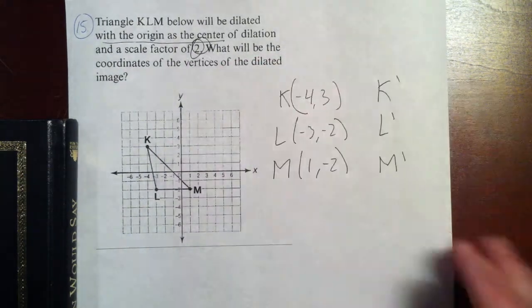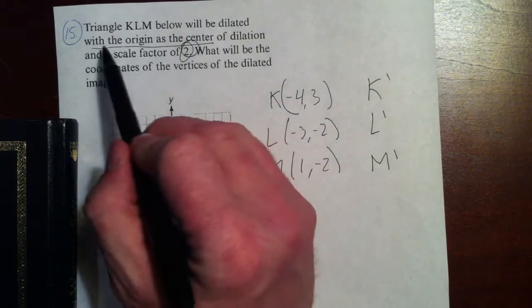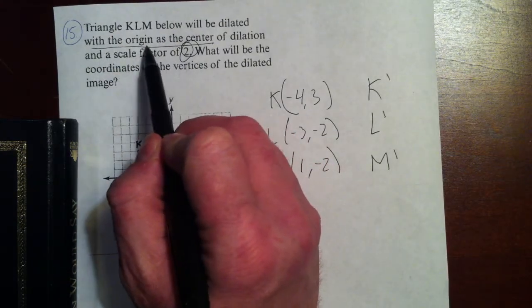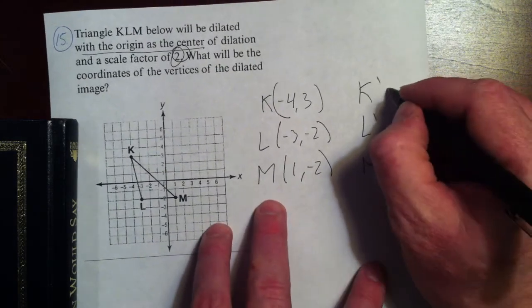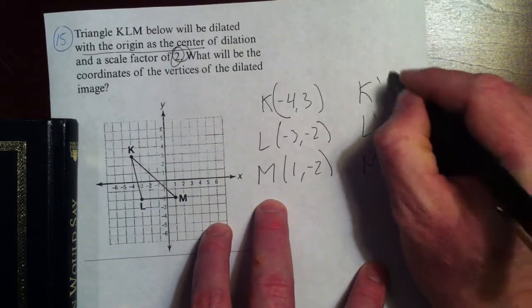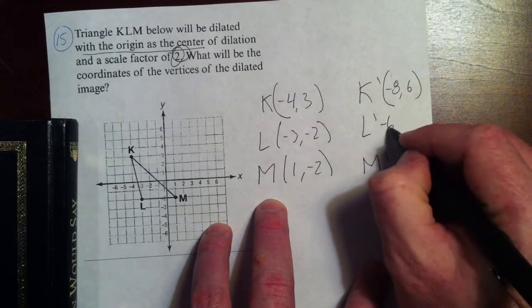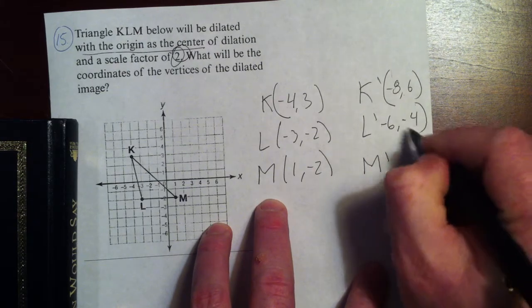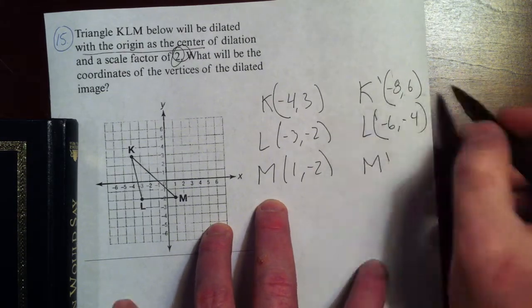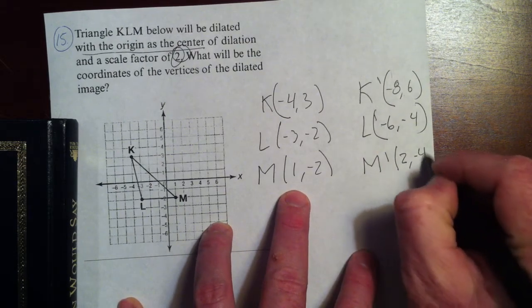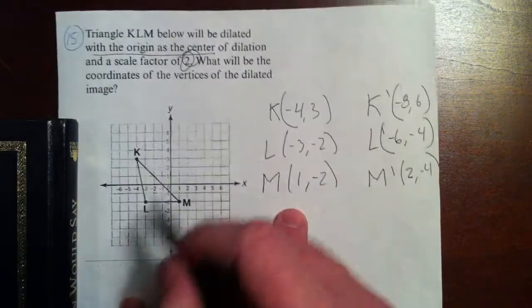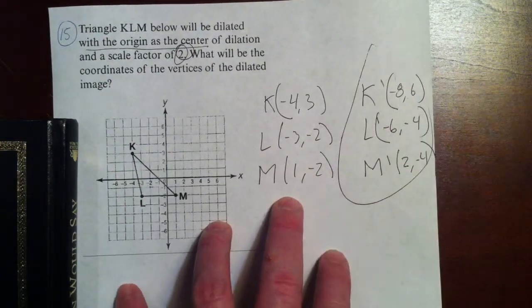Scale factor of 2, that means I multiply everything by 2 when the origin is the center of the dilation. So now all I have to do is multiply everything by 2. We have negative 8, 6, negative 6, negative 4, because a negative times a positive is still a negative. Here we have 2, negative 4. And those are our points. I'm running out of time here, but I could plot those, and so those are the points.